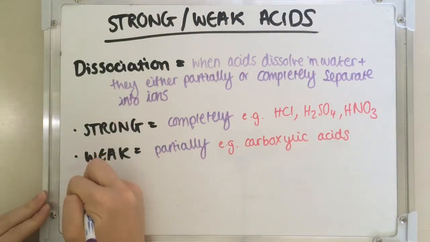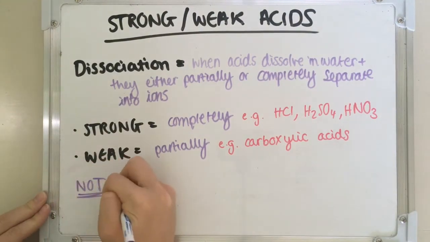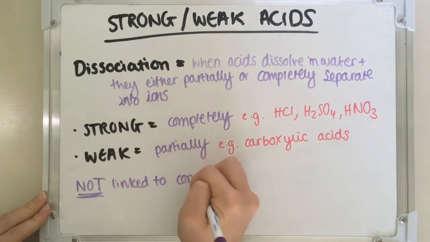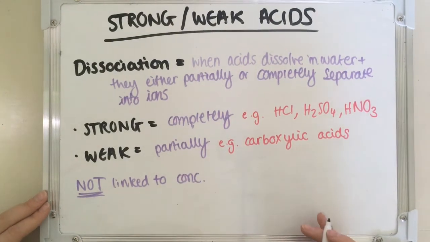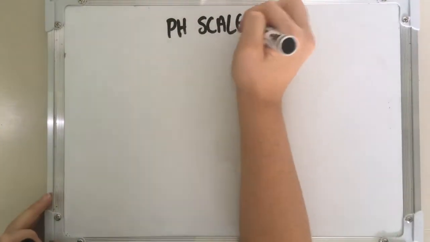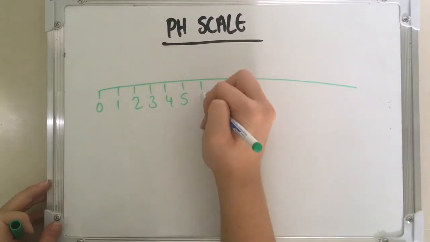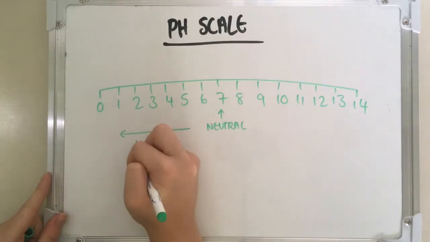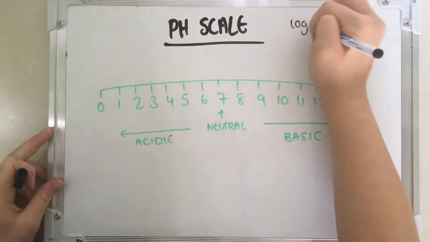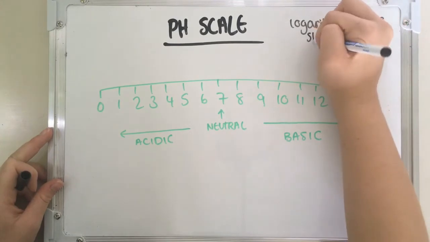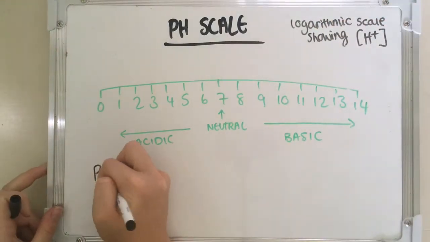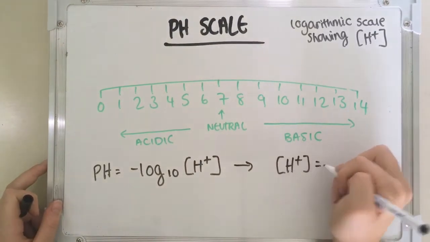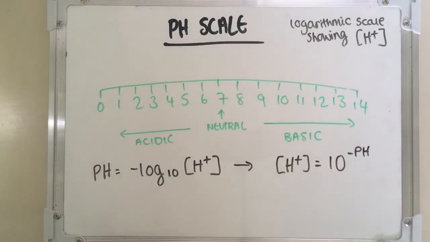It is important to note that the strength of an acid is not related to concentration, which just explains how diluted a solution is with water. The pH scale is a logarithmic scale ranging from 0 to 14 that indicates the strength of an acid or an alkali by showing hydrogen ion concentration. pH can be calculated using the equation minus log to the base 10 of hydrogen ion concentration. This equation can be rearranged as shown.